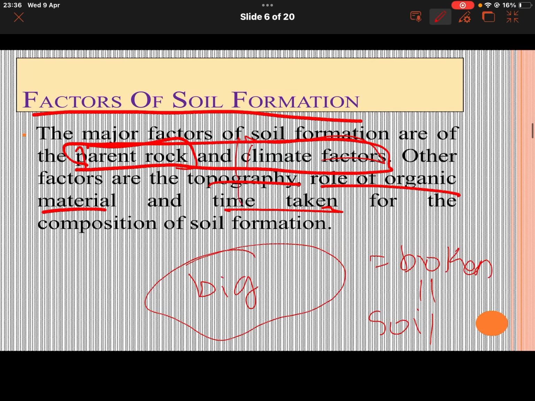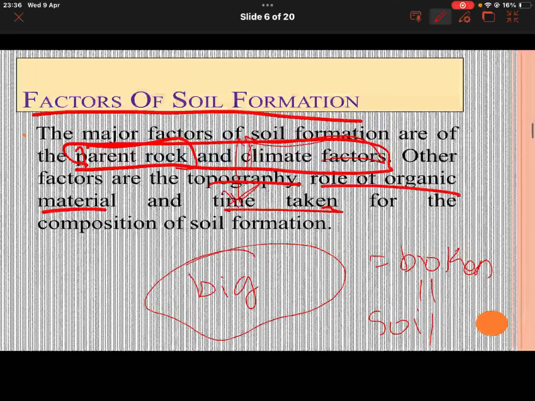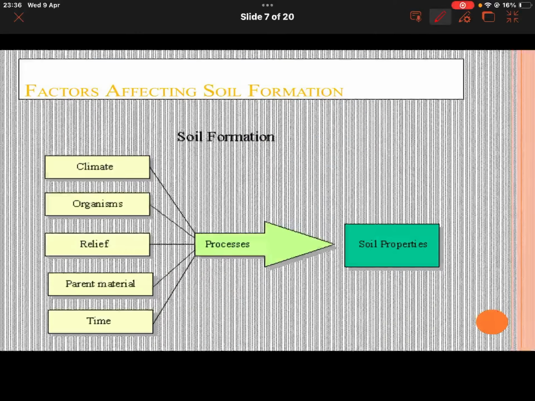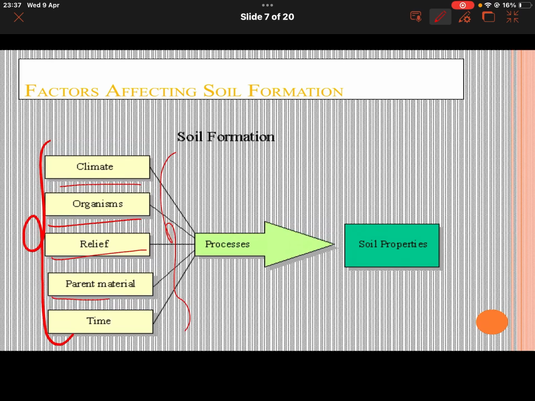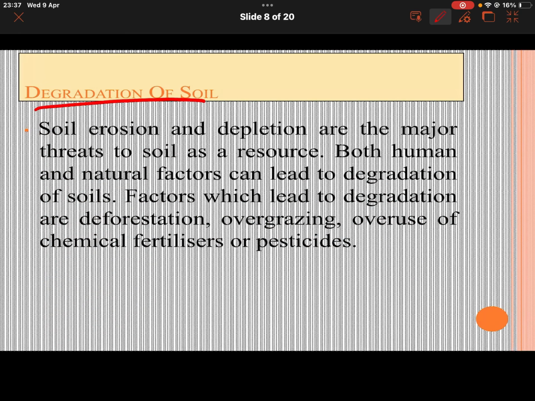So basically climatic factors and time taken are related. Soil from parent rock can take billions of years, or even thousands of years, to form. So there's a big difference between 1,000 and billions of years, and this is mainly due to the climatic regions. Now the factors of soil formation that we saw just now, climate, organisms, relief, parent material and time, process into the soil properties. Now what do you mean by degradation of soil?